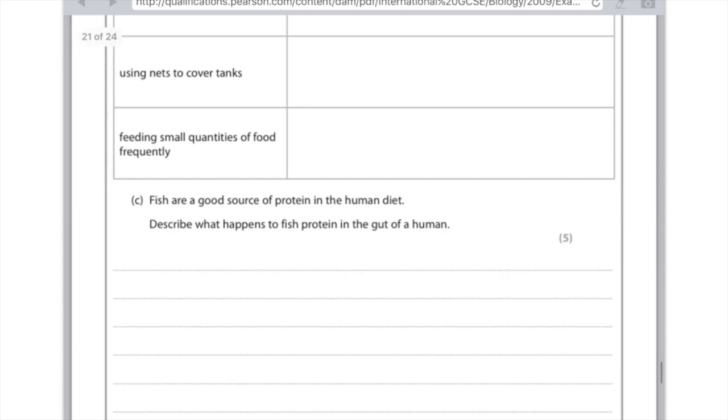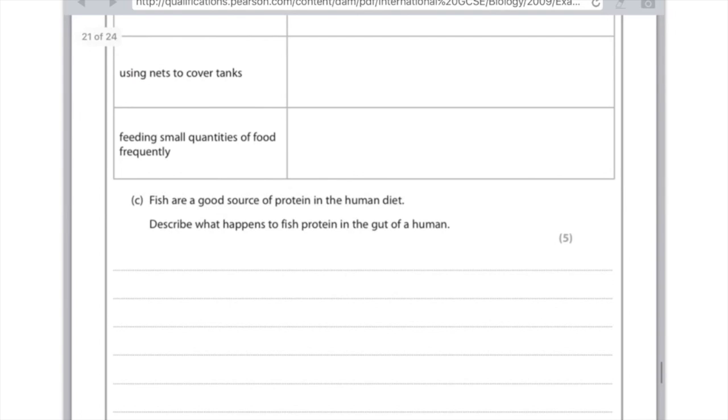Fish are a good source of protein in the human diet. Describe what happens to fish protein in the gut of a human. My gosh, hello question, just jumping to digestion. Right, well, remember that protein is broken down by enzymes, and the enzyme involved is protease. You need to state that that protein gets broken down into amino acids. You need to say where the protease enzyme is made, and remember that is in the stomach.